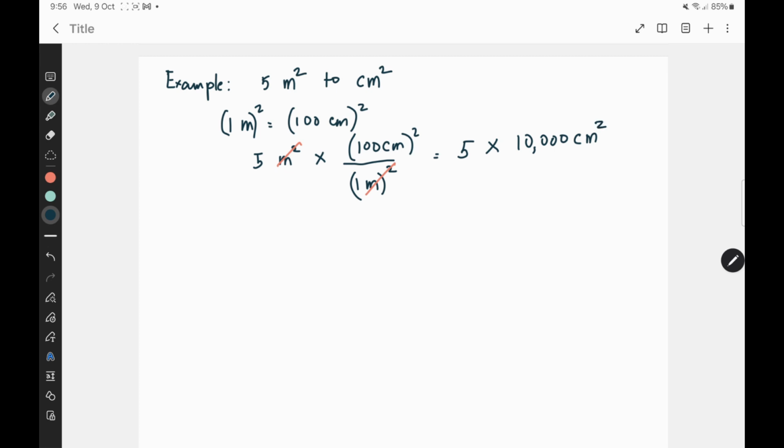square centimeters. Okay? So therefore, to convert 5 square meters to square centimeters, I would need to multiply 5 by 10,000. So what is 5 times 10,000 square centimeters? Then that would give us, of course, 50,000 square centimeters. So this is how we are going to convert this particular example to another unit. I hope that you guys understood this particular example.